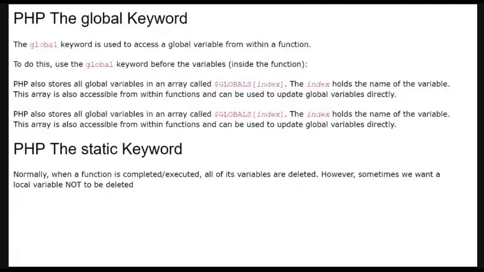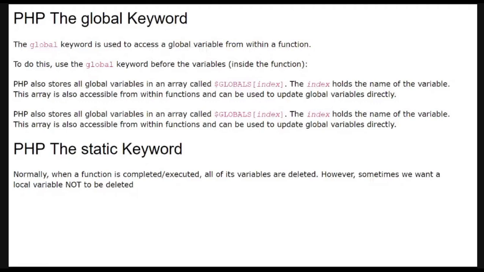Next, PHP also stores all global variables in an array called $GLOBALS. See, the thing over here is the same; it's the same thing we have repeated, that the index holds the name of the variable, and this array is accessible from within functions and can be used to update global variables directly.